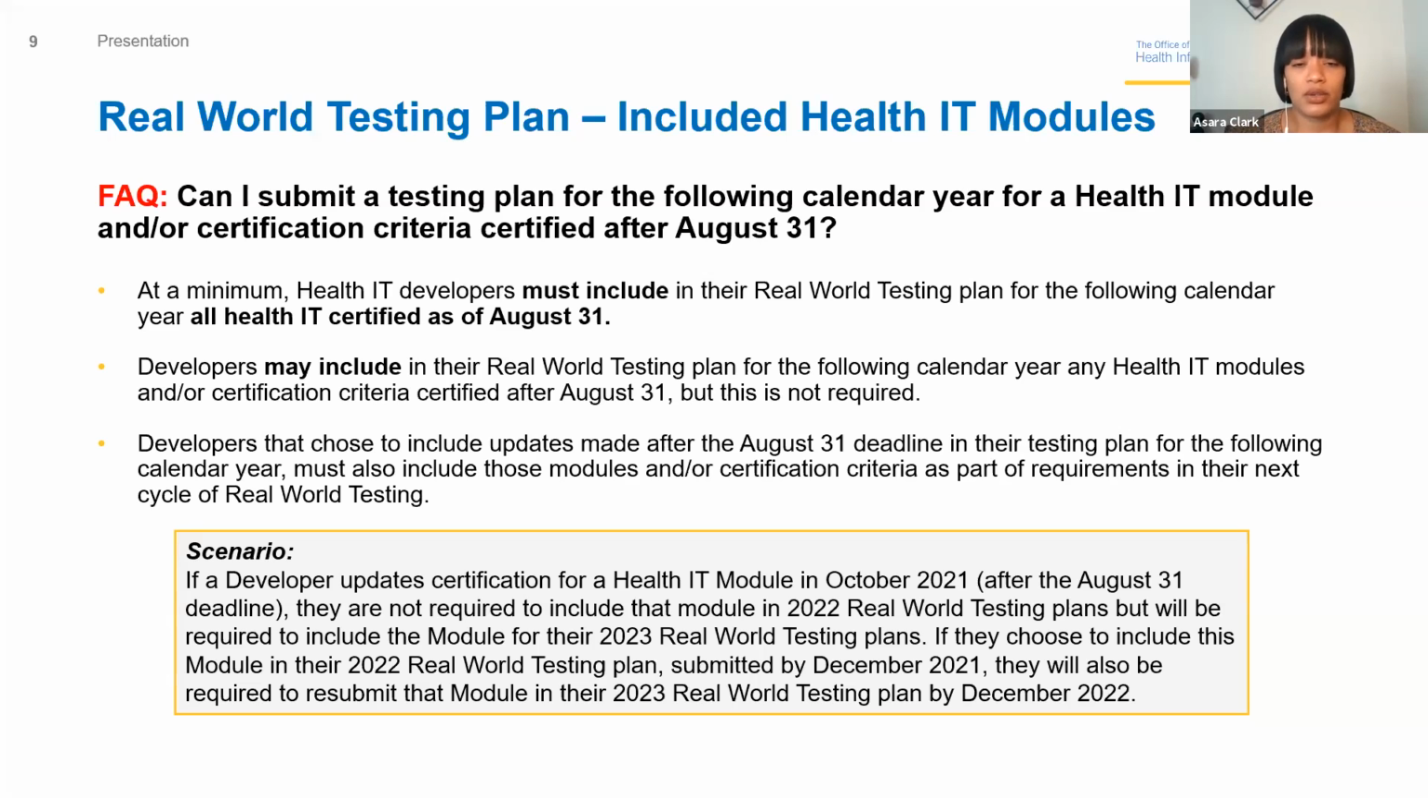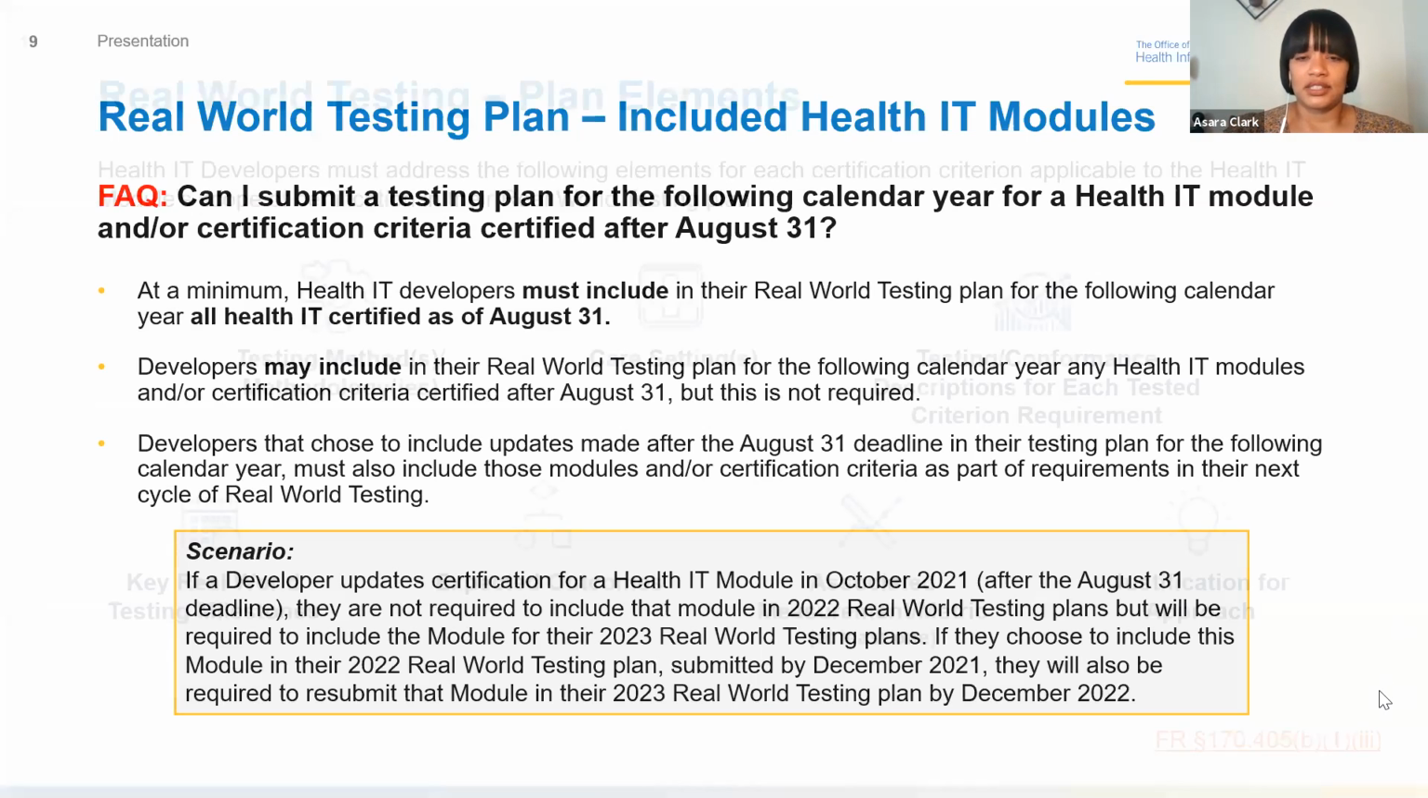So just remember, this cycle is ongoing. If there are updates made after the August 31st deadline and you choose to include them in the very next year of real-world testing, the required year of real-world testing falls on the next cycle, okay? So this is a question that we get all the time. You're not prohibited from doing so, but you definitely need to incorporate it in the following cycle, okay?